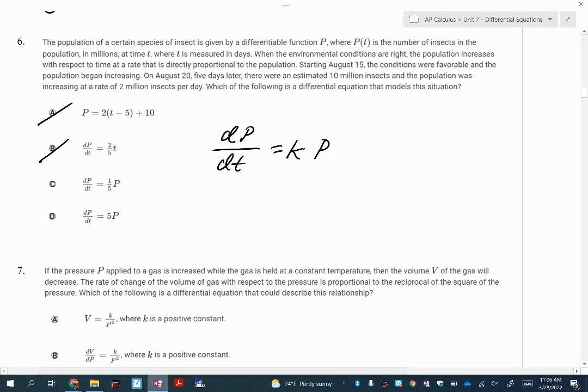And to find this constant K, whether it's 5 or 1/5, what we do is we take the fact that there were an estimated 10 million insects 5 days later. So when we're looking at this, we have our 10 million insects 5 days later, and the rate was 2 million insects per day. So if we do that, 2 divided by 10 is going to give us that 1/5. So that's why 6 is C.